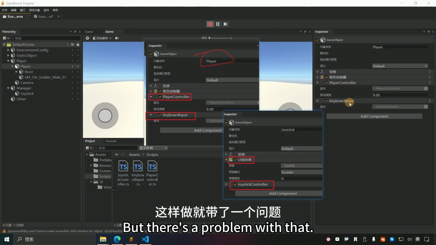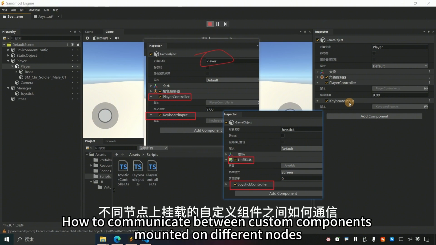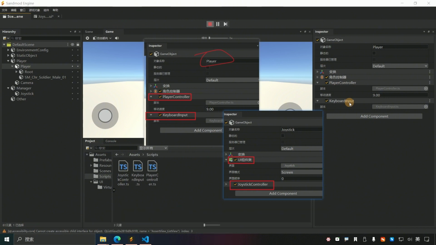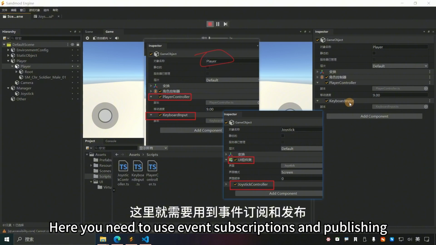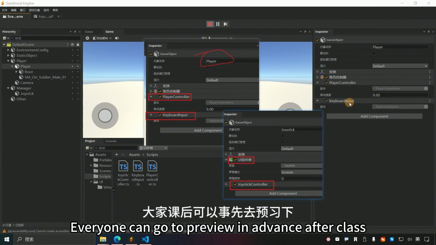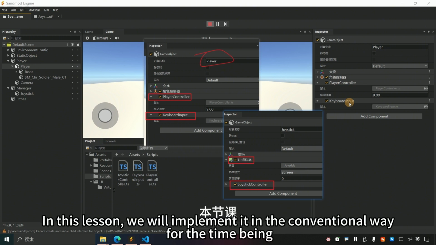But there's a problem with that. How do custom components mounted on different nodes communicate? How do we pass messages and method calls between them? Here you need to use event subscriptions and publishing. Everyone can go preview it in advance after class. In this lesson, we will implement it in the conventional way for the time being.